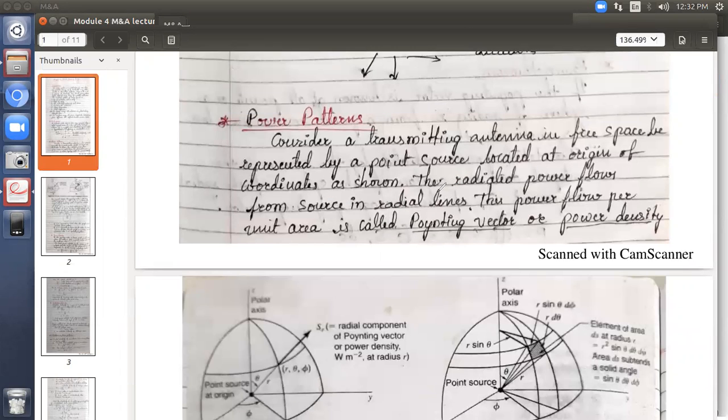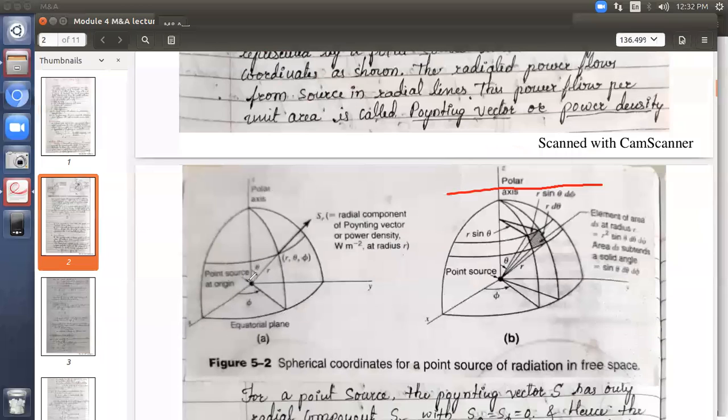So the radiated power, whatever power comes out of this, you can see it here on the screen. This is the center. This indicates your point source antenna, which is kept at the origin of the spherical coordinate system. And this direction indicates S suffix r, which we have used in the power theorem, the radial component of the power density or Poynting vector, S_r.